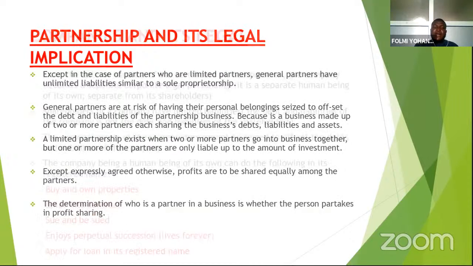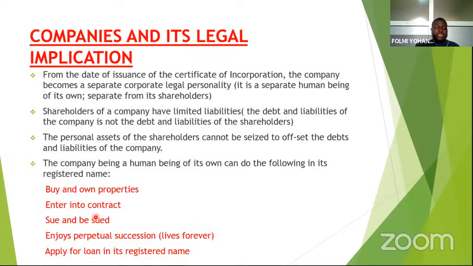Then we have companies. Its legal implication. What is the legal implication when you decide that today you want to register a company? There's something unique about companies. Companies are in law regarded as artificial persons. So in law, we have what we call juristic person. When we say juristic person, that means such persons can be sued and they can also sue. So juristic person can be an artificial person in the case of companies, and it can be natural persons in the case of human beings.